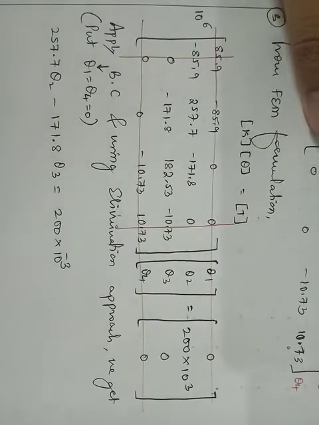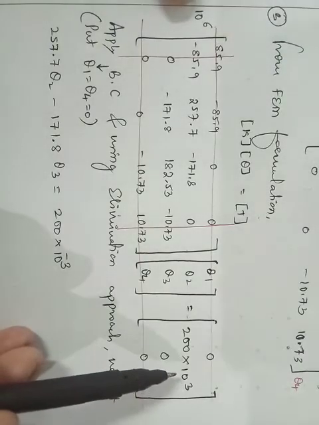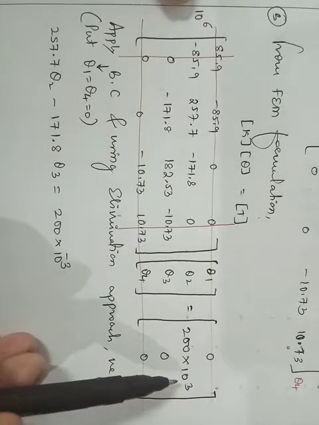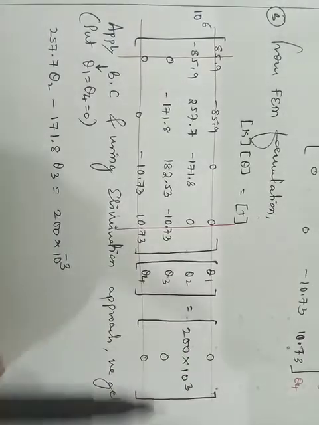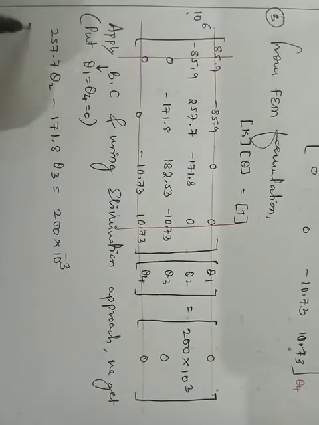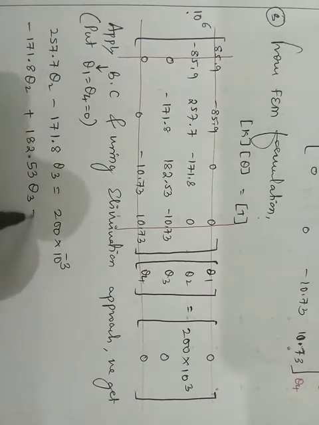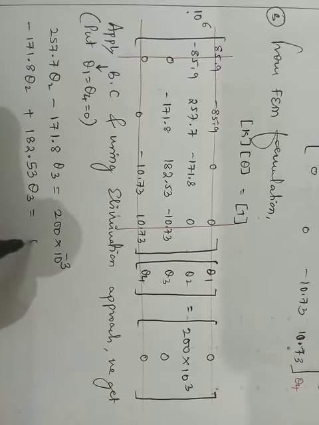How minus 3? Here I am having 200 into 10 raised to 3, but also you are having 10 raised to 6. If I take this 10 raised to 6 on the right hand side, it goes into the denominator. So 10 raised to 3 divided by 10 raised to 6 comes out to be 10 raised to minus 3. Now the second one: minus 171.8 into theta 2 plus 182.53 into theta 3 comes out to be 0.